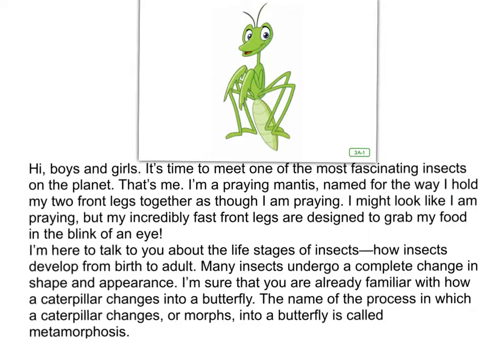I'm here to talk to you about the life stages of insects, how insects develop from birth to adult. Many insects undergo a complete change in shape and appearance. I'm sure that you are already familiar with how a caterpillar changes into a butterfly. The name of the process in which a caterpillar changes or morphs into a butterfly is called metamorphosis.